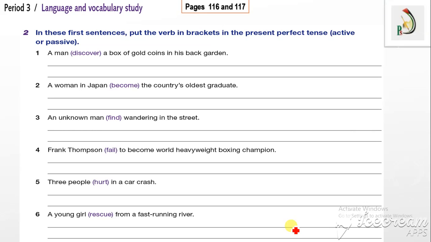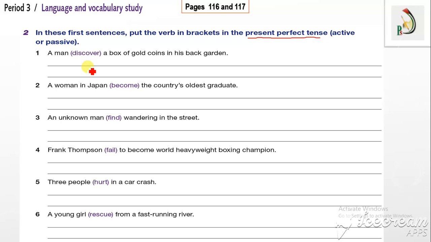Now, activity number 2. In these first sentences, put the verb in brackets in the present perfect tense, active or passive. So here you have to use only present perfect tense, not past simple. And you will find that there is no time signal from 1 to 6. These are only the headline news. When we find the time signal, we will make past simple. So you have to make them either active or passive. Pause the video here and then you can check your answers.